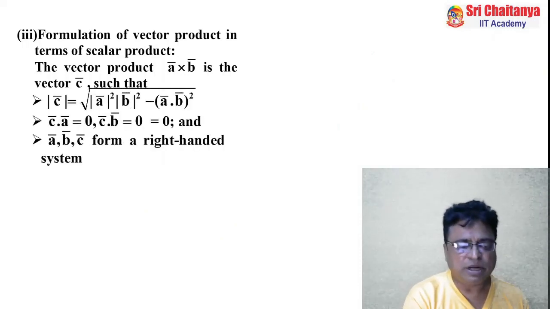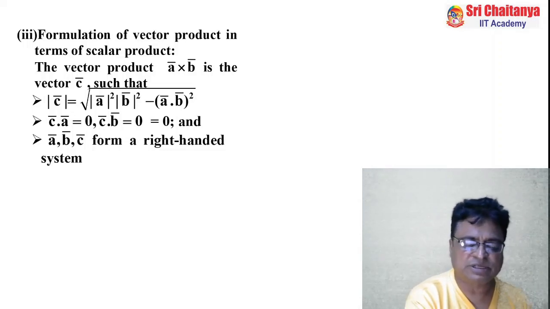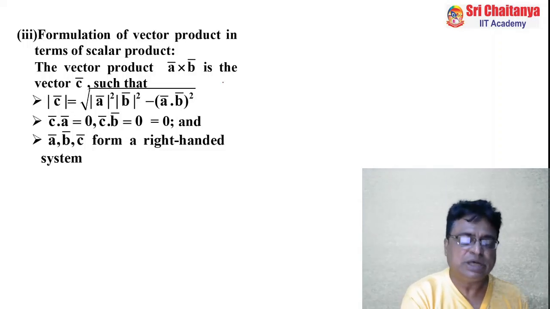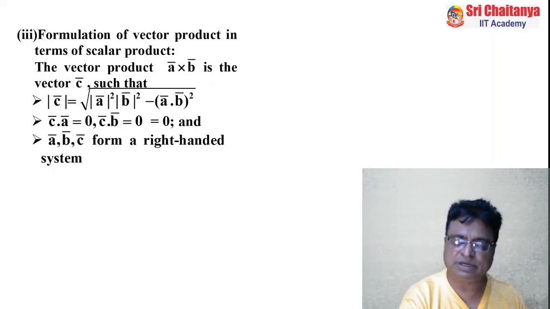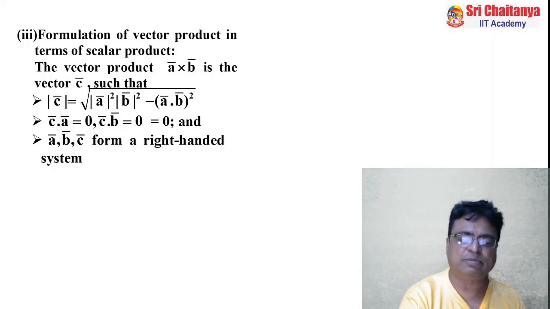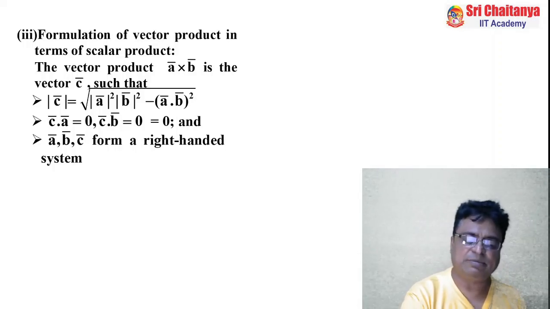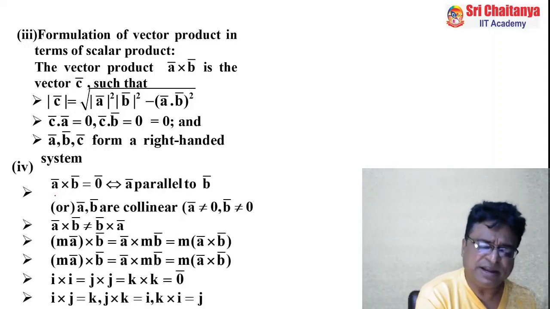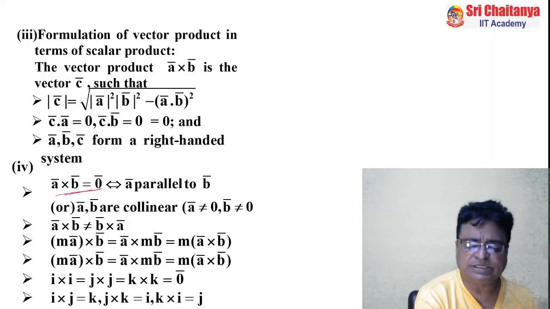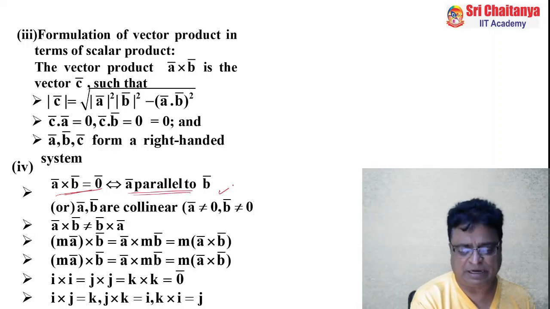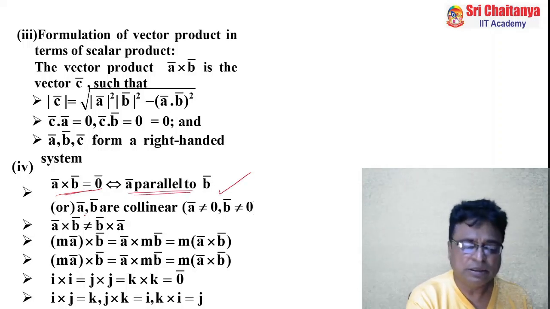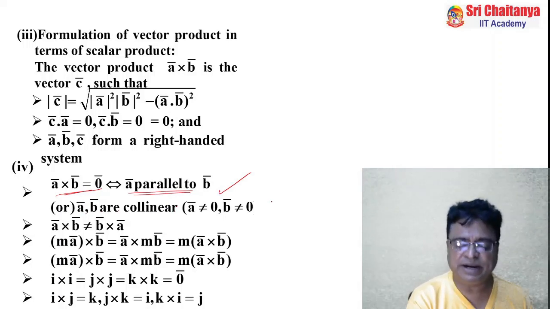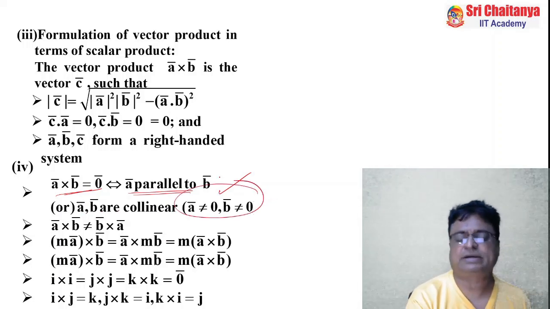So the formulation of the vector product in terms of the scalar dot product is like this. Moreover, C bar dot A bar equals 0 and C bar dot B bar equals 0. Therefore, since this is the vector perpendicular to both A bar and B bar, A bar, B bar, C bar form a right-handed system. Moreover, whenever the cross product between two vectors is 0, then one vector is parallel to the other vector, or they are collinear vectors, provided the vectors are non-zero vectors.